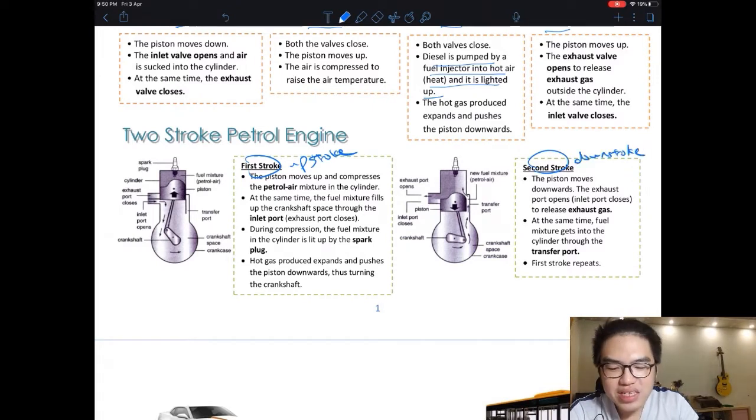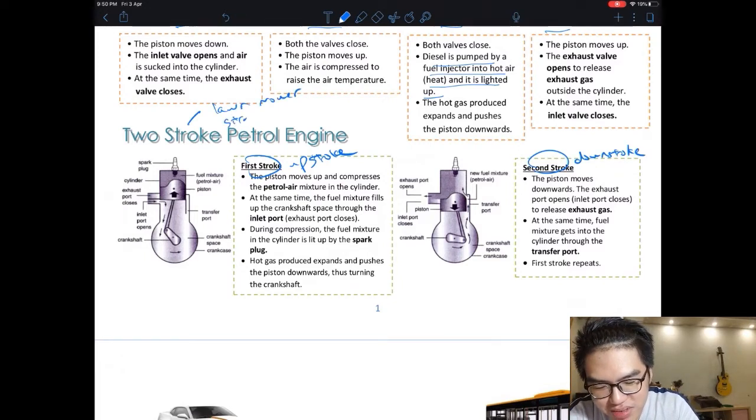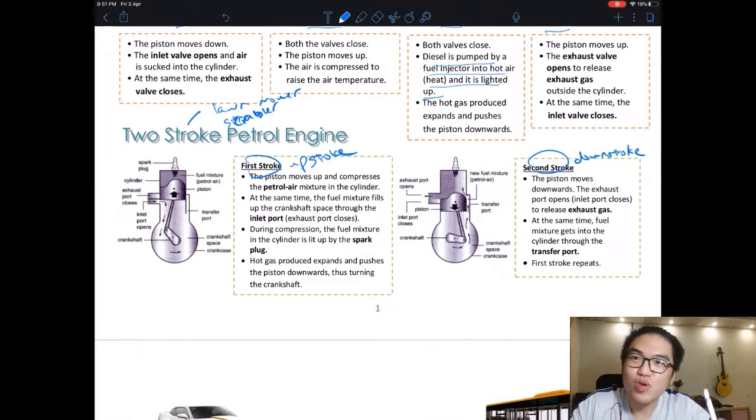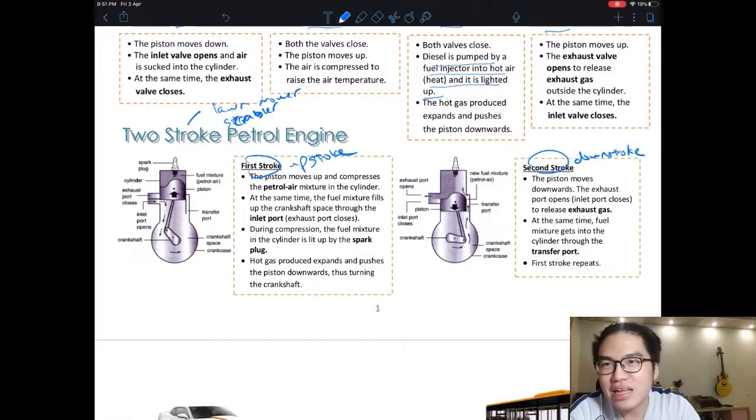This is mostly found in lawnmowers or scramblers. You know what a scrambler is? Scramblers are those motorcycles you use in mud. The very noisy ones are two-stroke. The normal motorcycle is four-stroke. You cannot drive a two-stroke on the road. The police will give you a summons because it's very noisy.